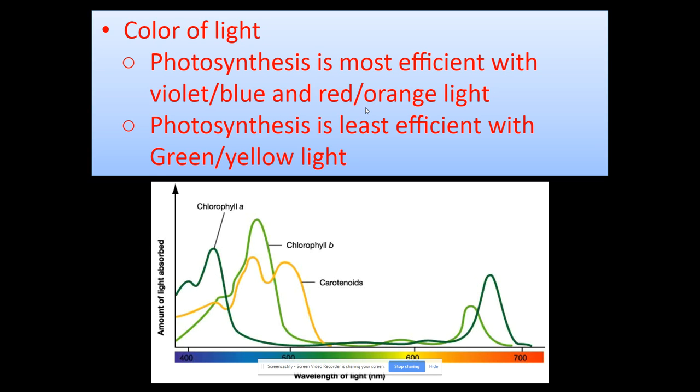The reason for this is because if we look at the different pigments that are involved in photosynthesis, we can see that they mostly absorb colors of light in the violet, blue, orange, and red parts of the spectrum. So photosynthesis will be least efficient with greenish yellow light because the pigments do not absorb the energy from green or yellow light.